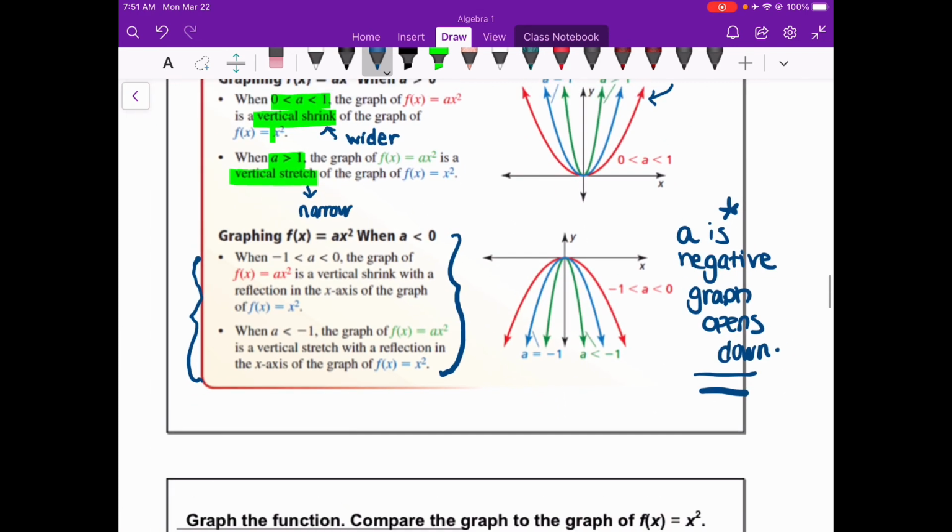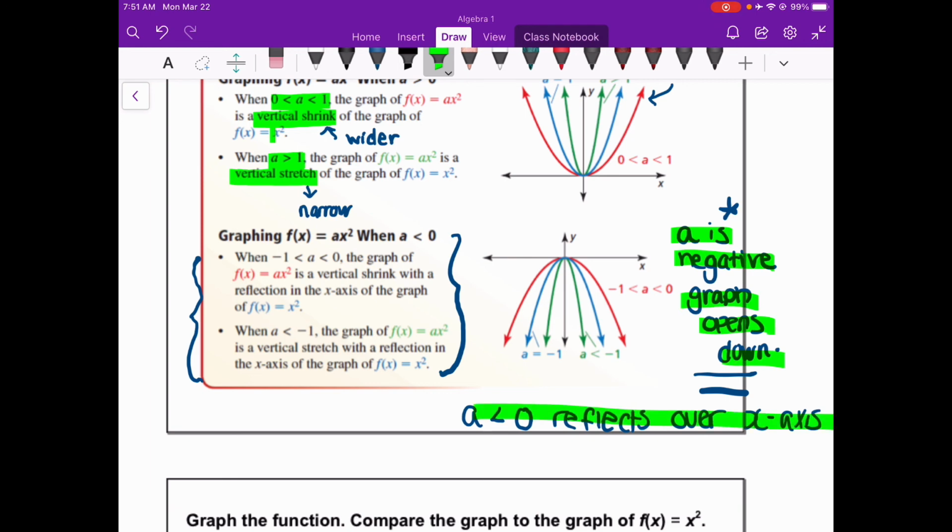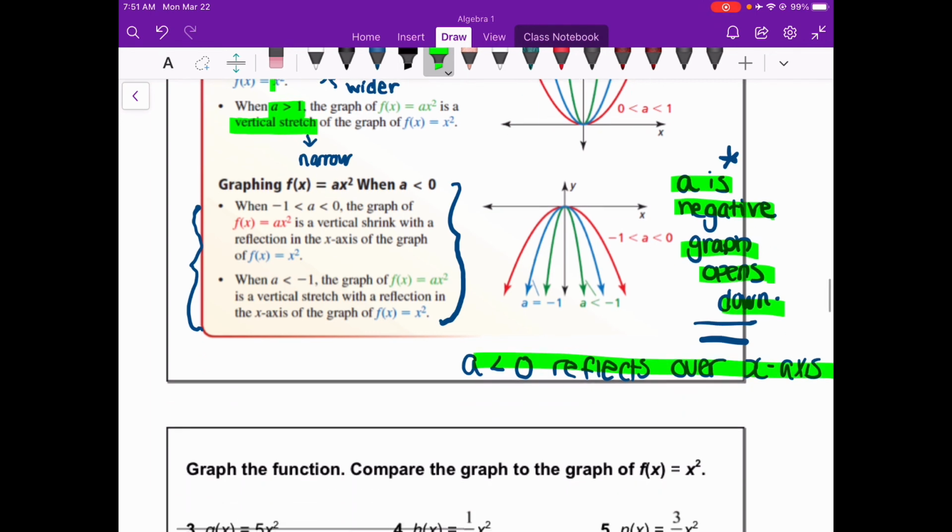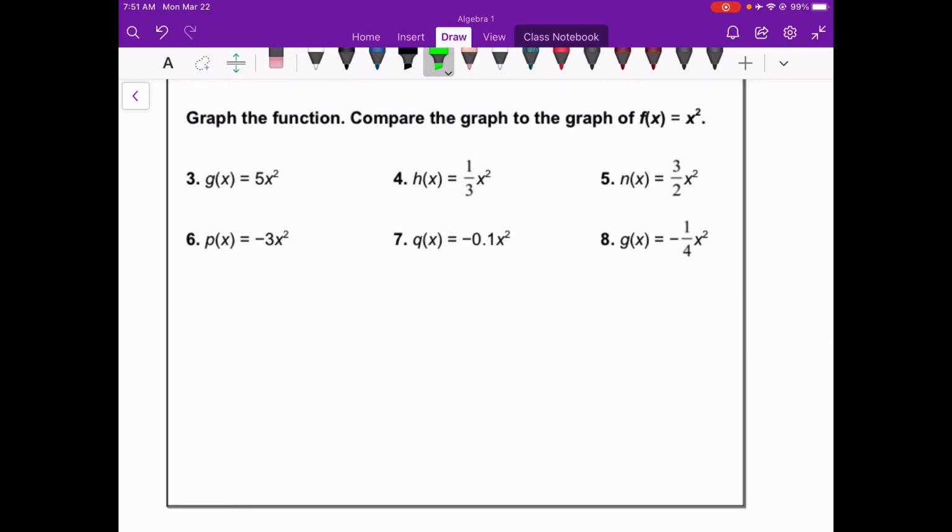The other piece of information, the formal words for opening down that we use, and I would like you to write down, is that when a is negative, or when a we say is less than 0, the graph reflects over the x-axis. It's a reflection. It opens downwards. So the important pieces here is all of that, and if you want to draw the picture out, you can.